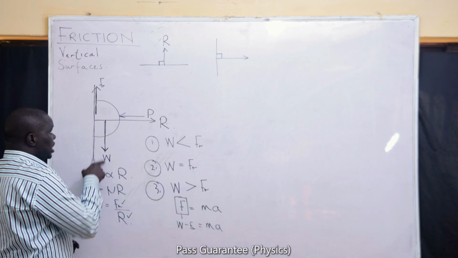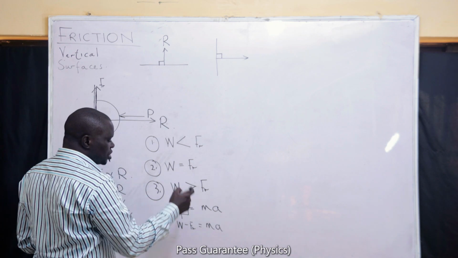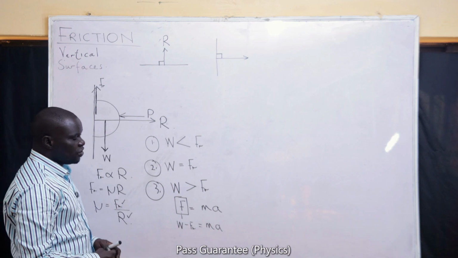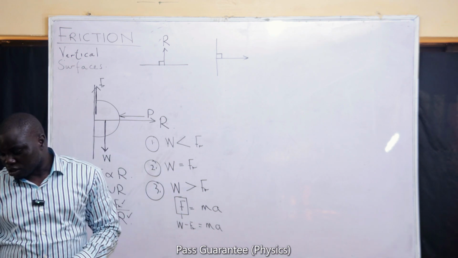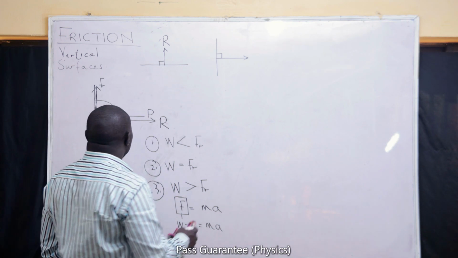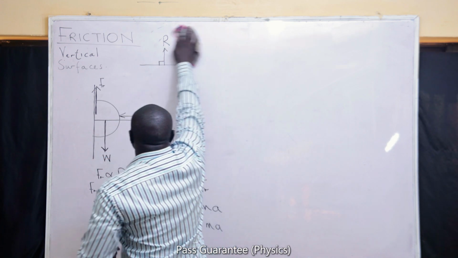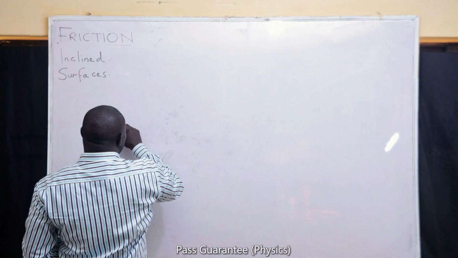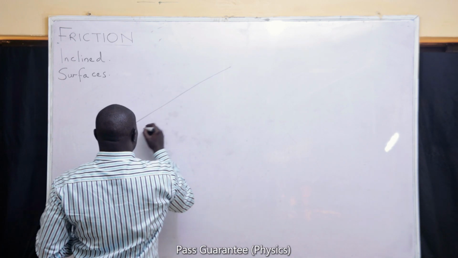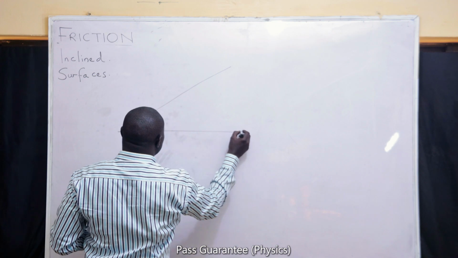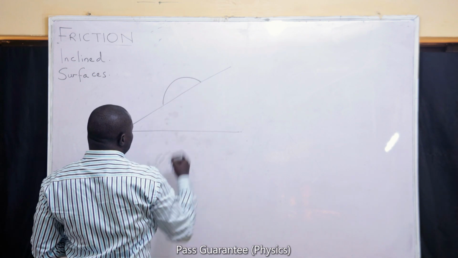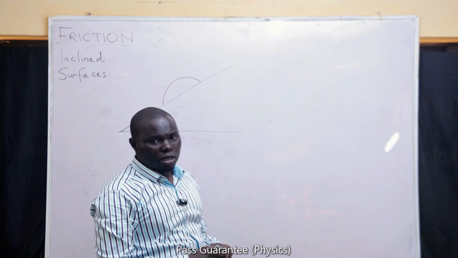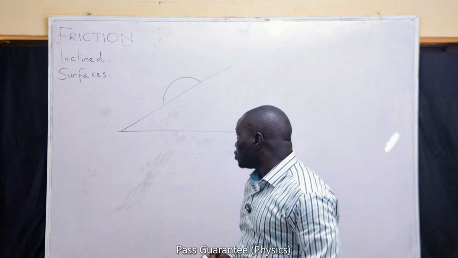So if I know the weight and I know the friction, I can subtract them to know the resultant force that will now give this object an acceleration once I know the mass of the object. So these are the three situations that are possible for vertical surfaces. We'll now move on to inclined surfaces. If an object is placed on an inclined surface, it is a bit more interesting for us to deal with.